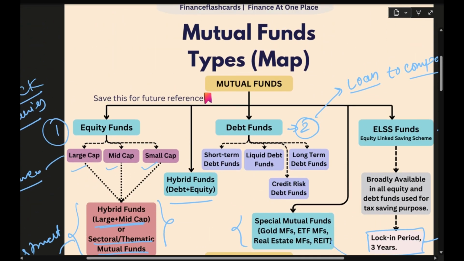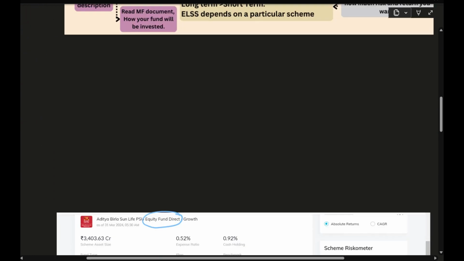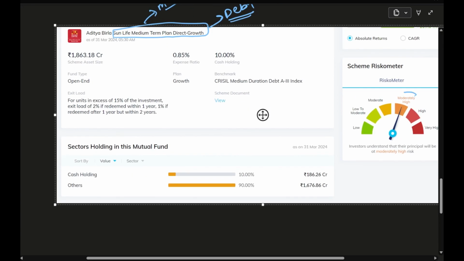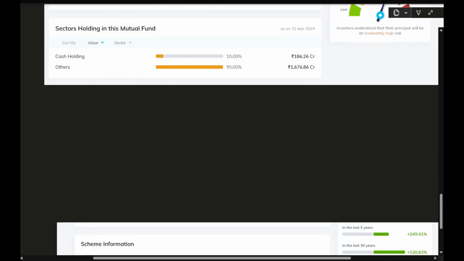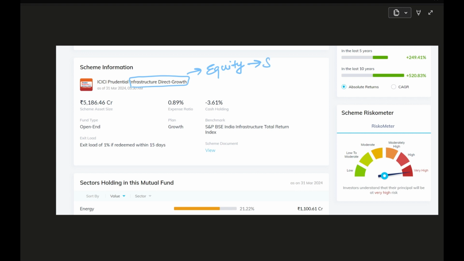If you look at the debt funds, they are categorized into short-term debt funds, medium-term debt funds and long-term debt funds. So this particular scheme is categorized as medium term, which means your fund has been held in a bond which has a medium maturity. Since it is a debt fund, it's categorized as moderately high, it's not very high. And then we have an example of the Infrastructure Direct Growth Plan, which comes under your equity subpart, sectoral mutual funds. As you can see, being a sectoral investment, this is a very high risk investment.